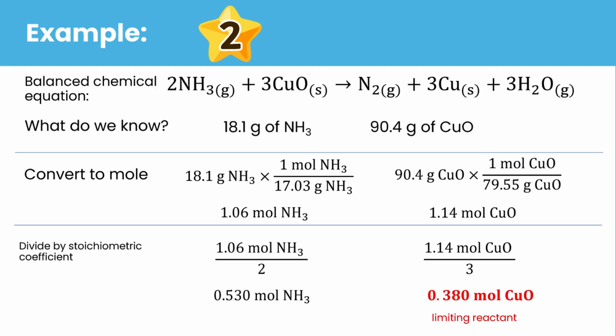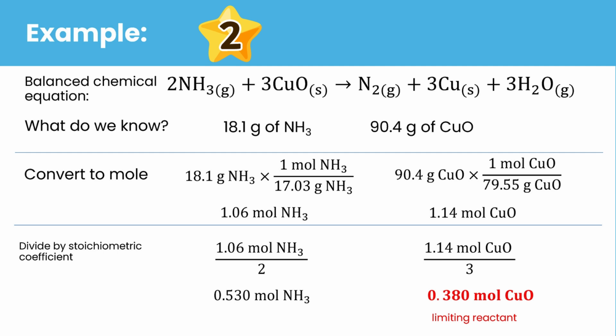Moles divided by coefficient. We need moles first. Moles NH3: 18.1 grams divided by 17.03 grams per mole is 1.06 moles. Moles CuO: 90.4 grams divided by 79.55 grams per mole is 1.14 moles. Okay, now divide by coefficients. NH3 coefficient is 2, CuO is 3. So for NH3, 1.062 divided by 2 equals 0.530. For CuO, 1.143 divided by 3 equals 0.380. 0.380 is smaller than 0.530, and 0.380 came from CuO, confirming that CuO is the limiting reactant.